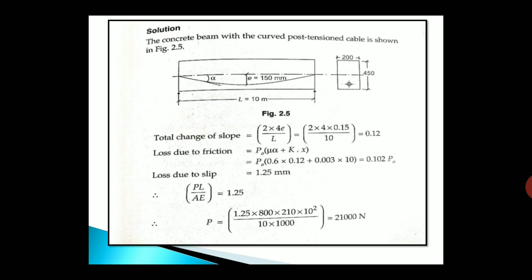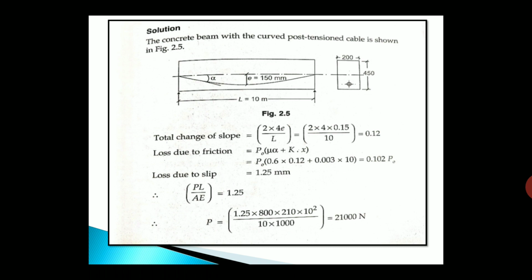In the previous case we had an alpha value of 90 degrees, that is pi by 2, hence we used the first formula, that is e raised to. Here the alpha value is just 0.12, hence we can use the modified formula directly. The formula says loss of pre-stress due to friction is P naught into bracket mu alpha plus K into X. All the values are given, but we don't know the initial P naught. Hence keep it as it is, and we'll get the loss due to friction in terms of P naught, that is 0.102 P naught. This is the first step.